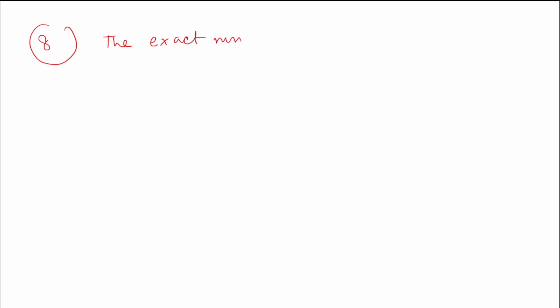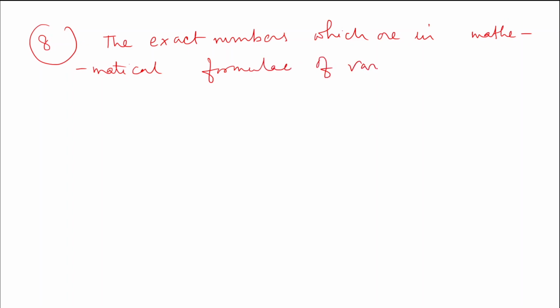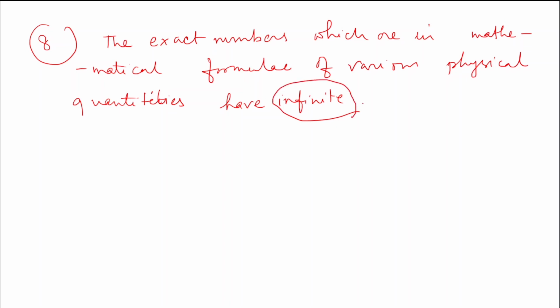Rule number 8. Now what is rule number 8? The exact numbers, actually we will be talking about the constants or the exact numbers which actually appear in the mathematical formula. So in that case, that physical quantity will have infinite number of significant figures. So the exact numbers which are in mathematical formula of various physical quantities have infinite number of significant figures. Remember, infinite number of significant figures. So example is pi. Mathematics में हम लोग क्या use करते हैं? Pi use करते हैं, right?